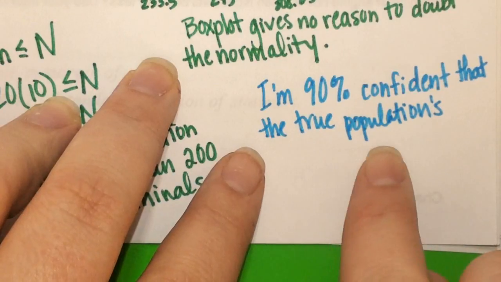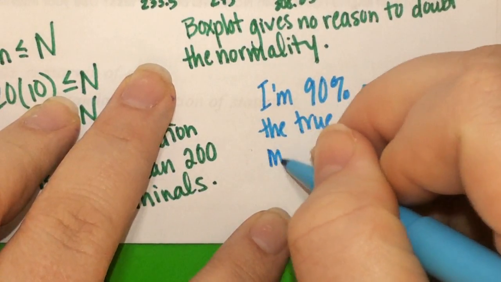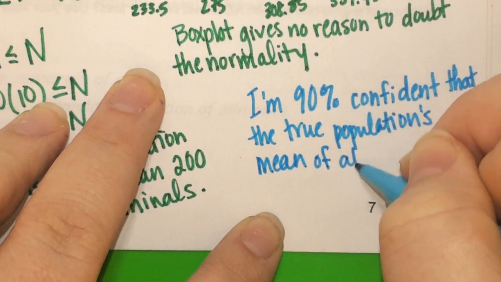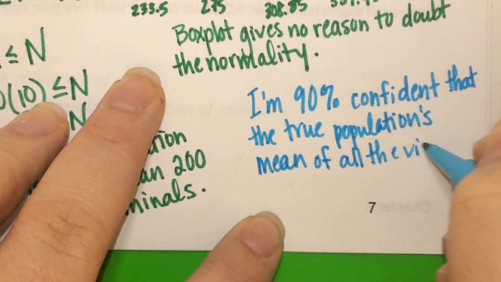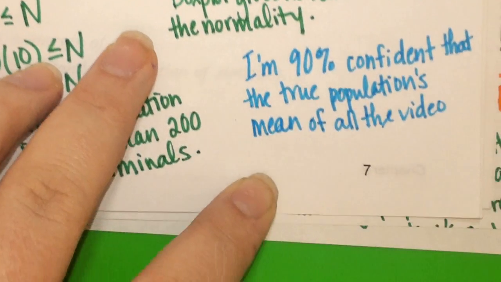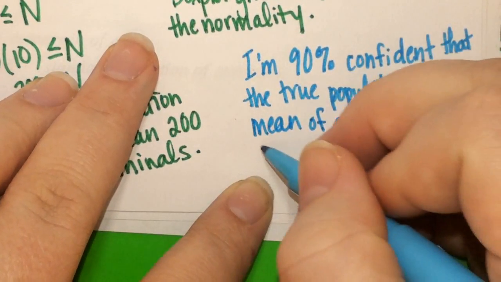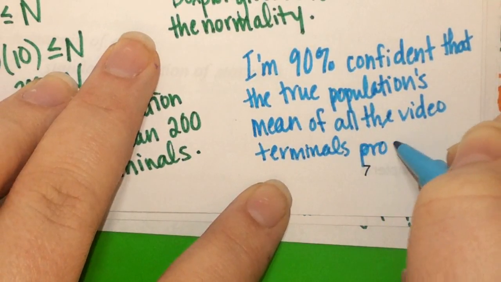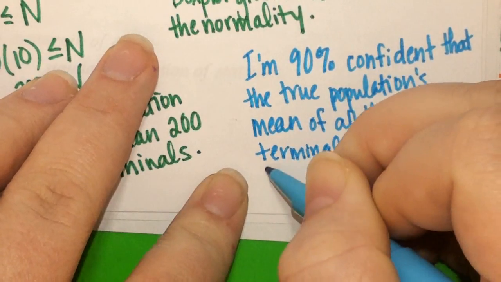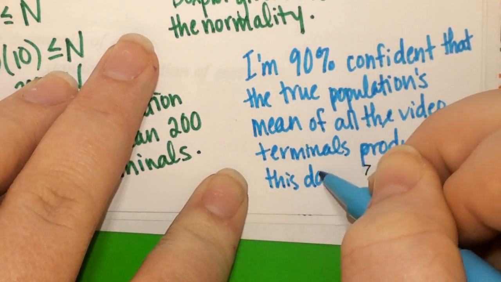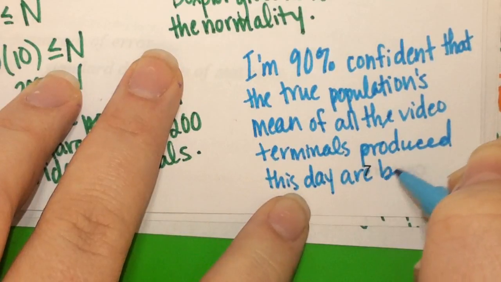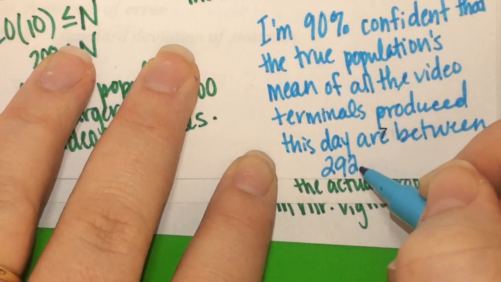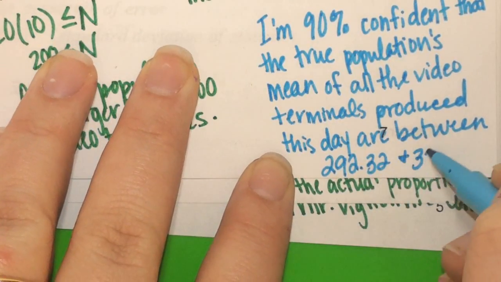And I'm 90% confident that the true population mean, and then what the mean was for, of all the video terminals produced this day, are between 292.32 and 320.32. Because if you don't spit the stem back to them, they think you can't read.